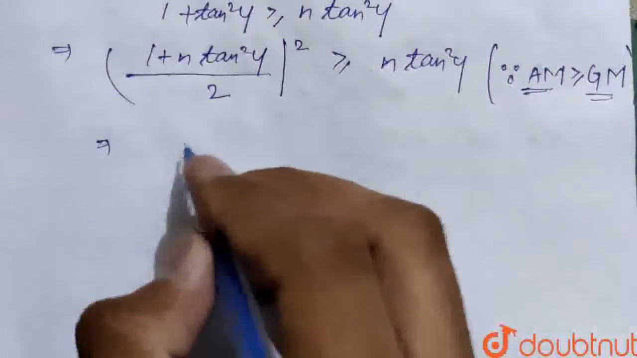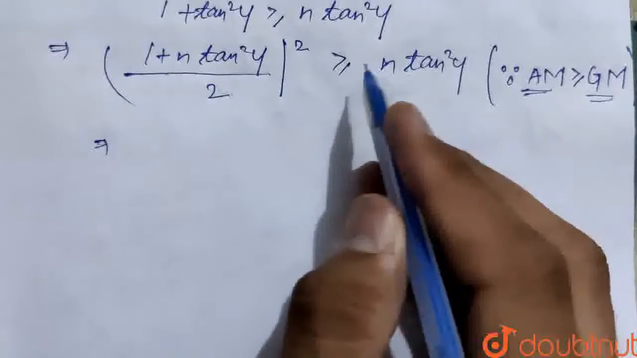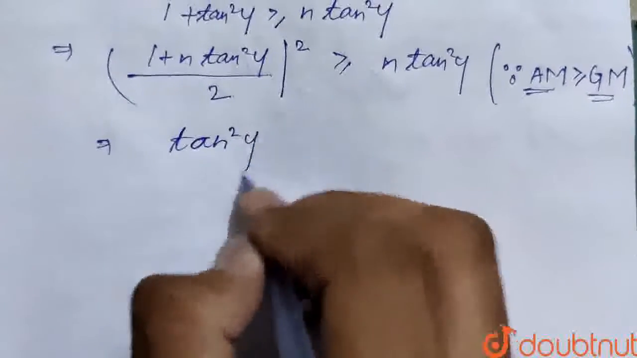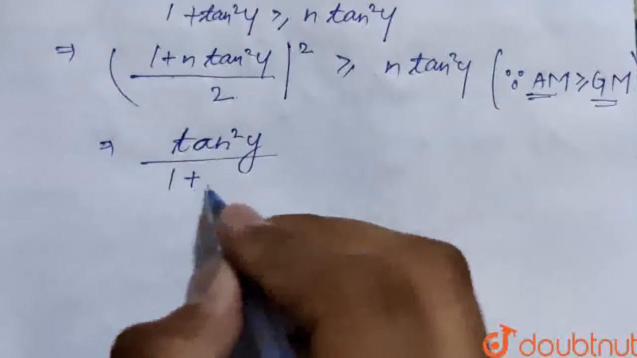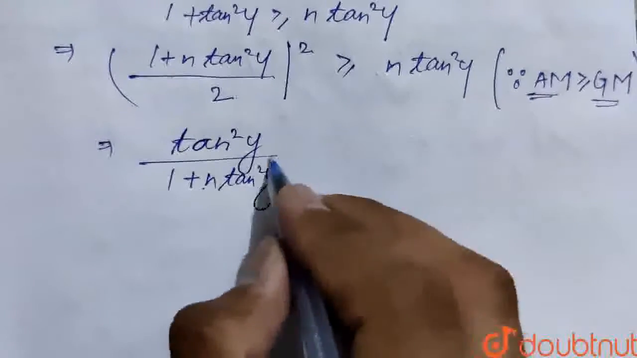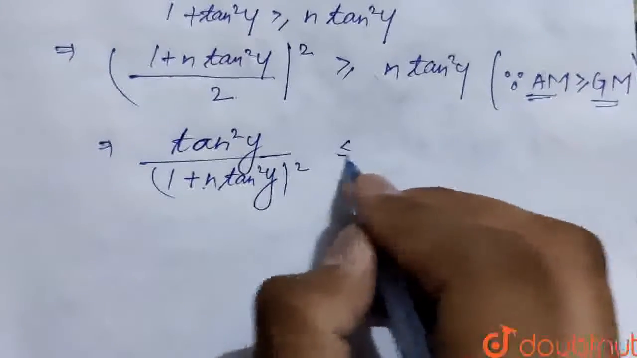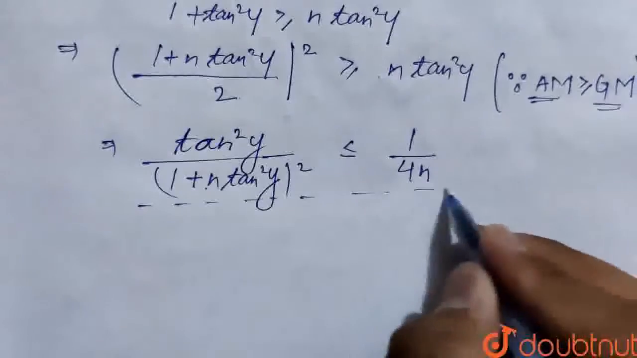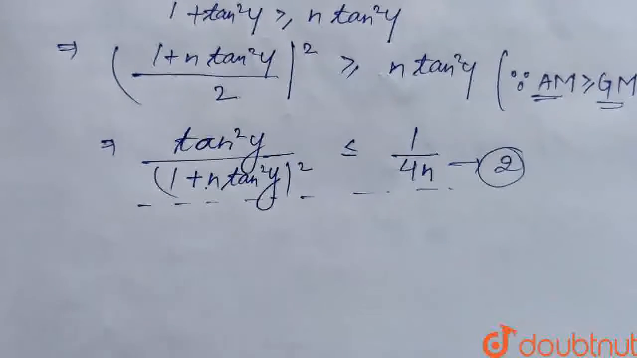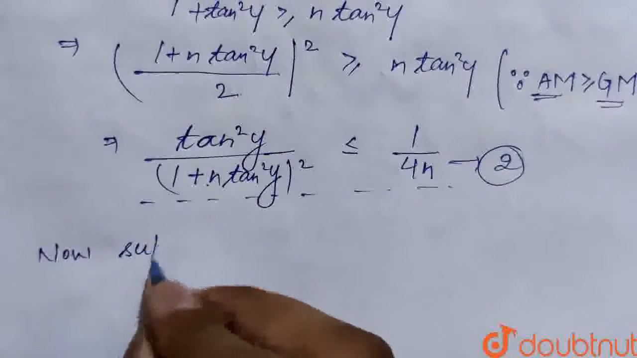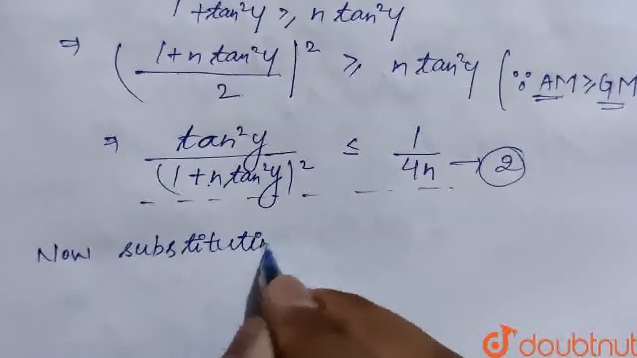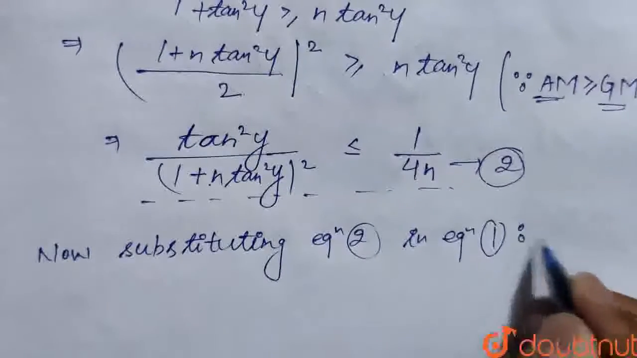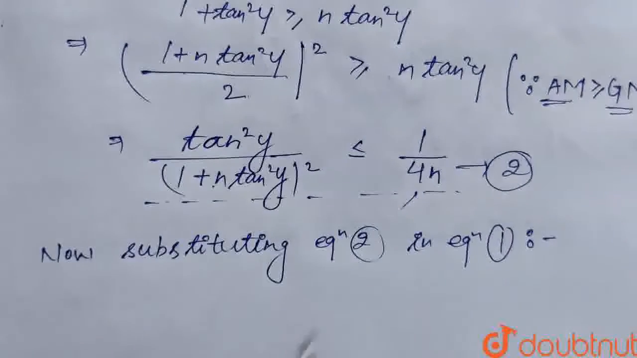From here we can cross multiply 2 and this, so our equation will become tan square y divided by (1 plus n tan square y) whole square is less than or equal to 1 by 4n, and we will mark this as our equation 2. Now substituting equation 2 in equation 1. Now we will substitute this value in equation 1.